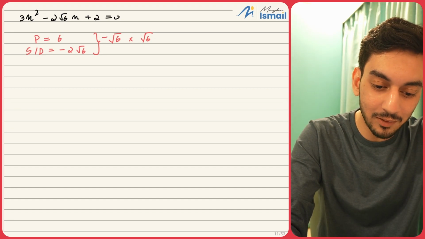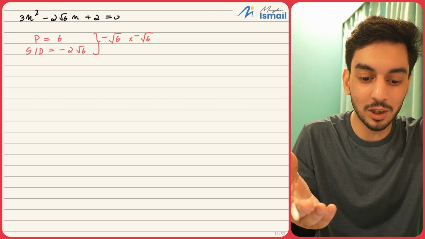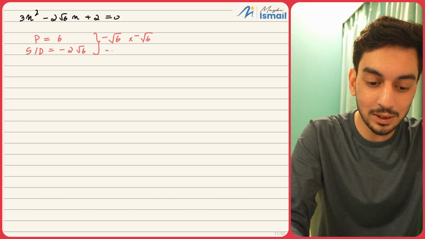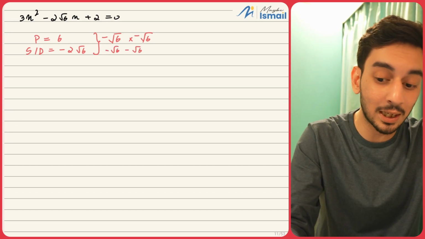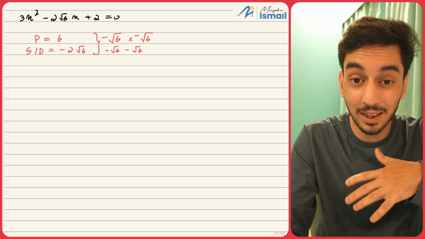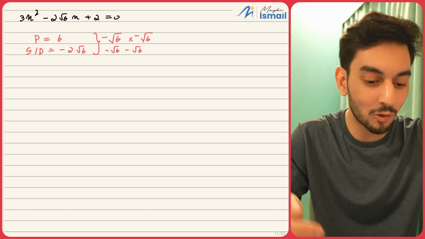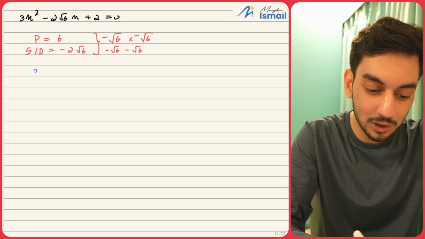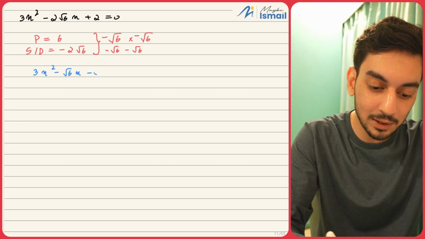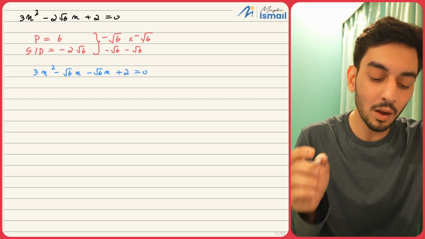So I'll just take a negative sign on both the terms, both the root 6. So the product still becomes positive, but the sum is negative 2 root 6. So it is negative root 6 minus root 6. That is how I split it up. It looks very risky to do it, but it is not actually difficult. Once you get the hold of it, it would be really easy. So this thing becomes 3x square minus root 6x minus root 6x plus 2 is equal to 0.